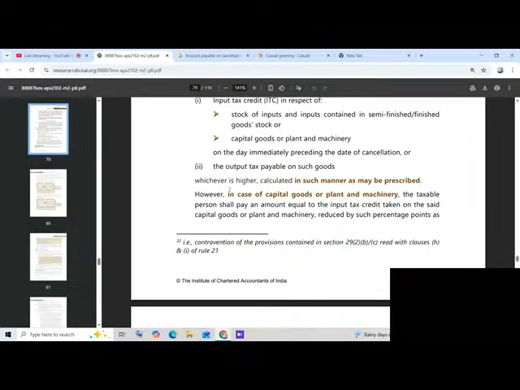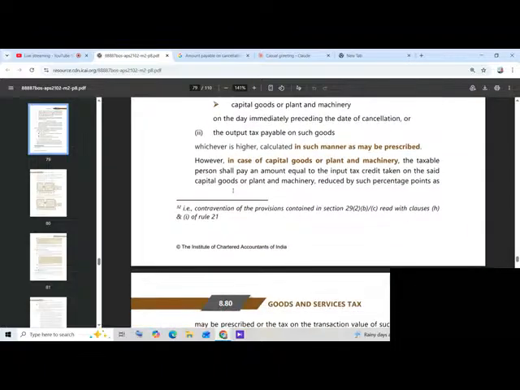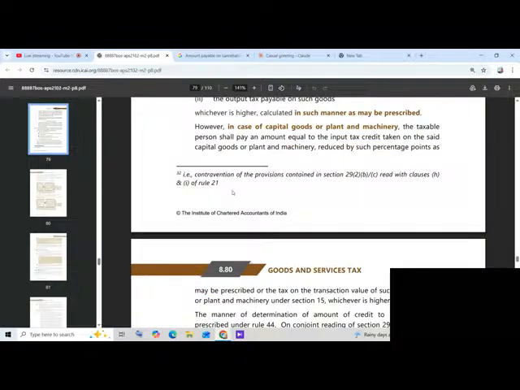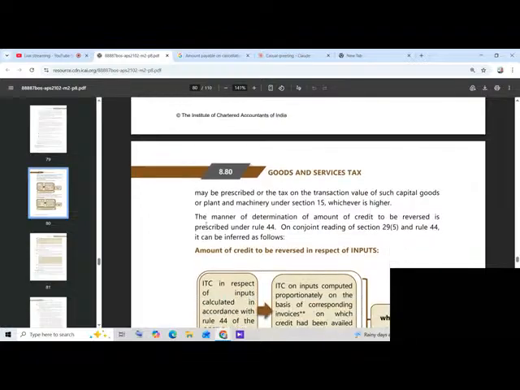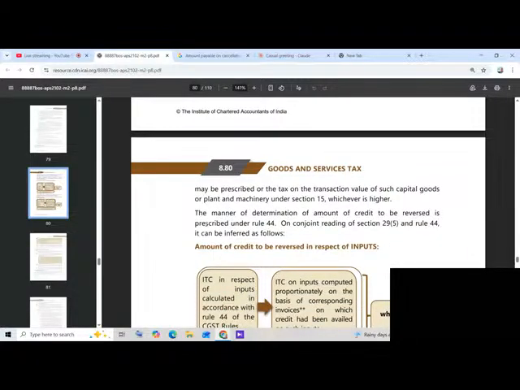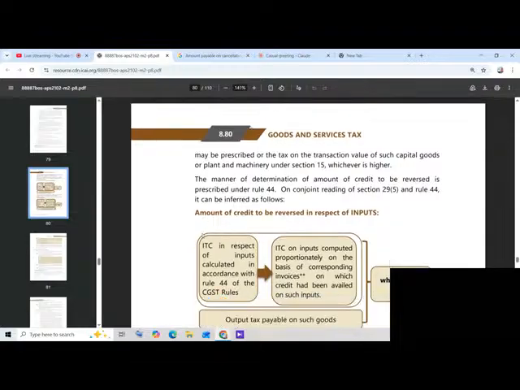However, in case of capital goods or plant and machinery, the taxable person shall pay an amount equal to the input tax credit taken on the said capital goods or plant and machinery, reduced by such percentage points as may be prescribed, or the tax on the transaction value of such capital goods or plant and machinery under section 15, whichever is higher. The manner of determination of amount of credit to be reversed is prescribed under Rule 44.